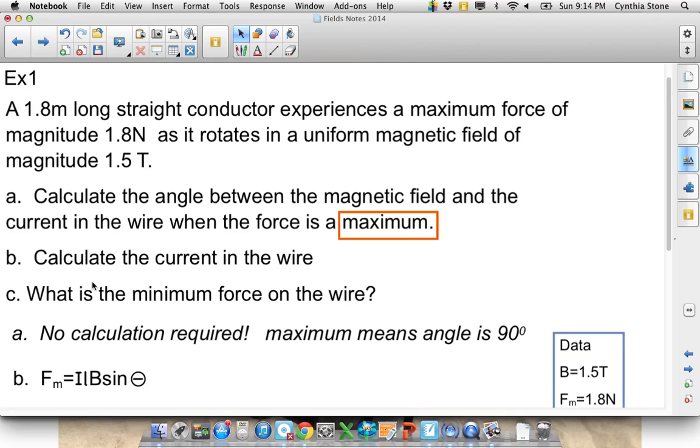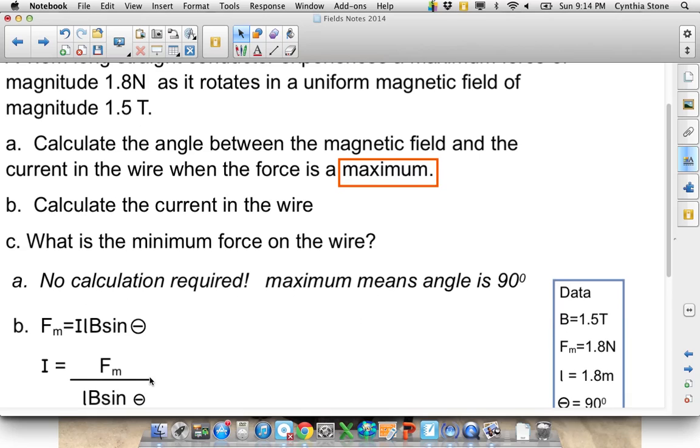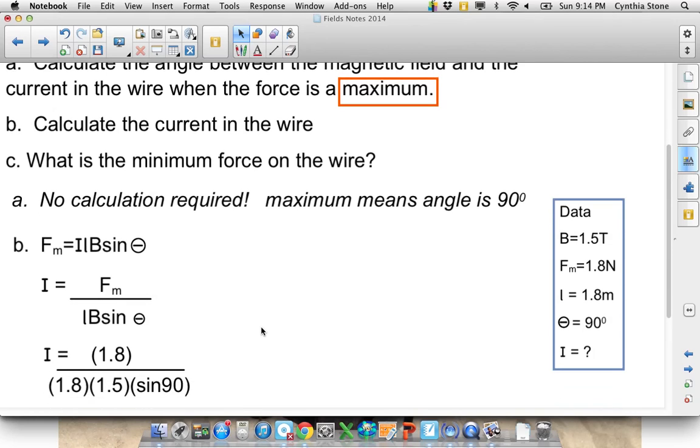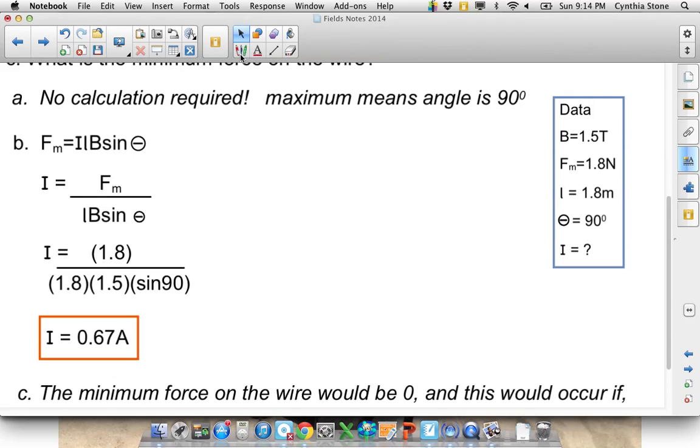So to calculate the current, here's our data. We know it's 1.5 Tesla, 1.8 for the magnitude of force. We're given a 1.8 meter long wire. We know the angle's 90 because it's a maximum, and we're solving for current. Just sub in the numbers, 0.67 amps, which is actually a very typical current.